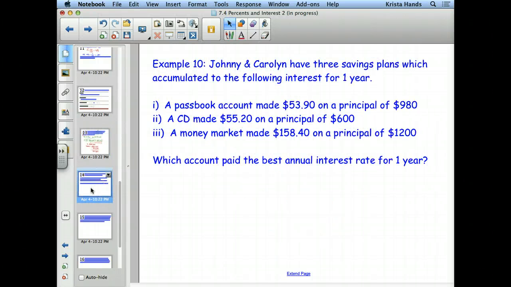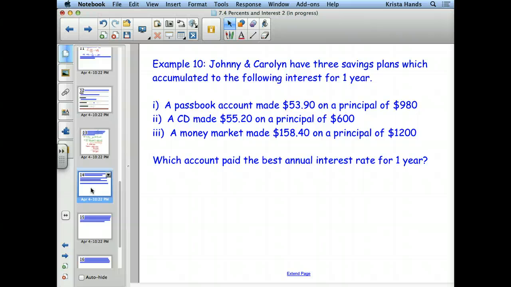Okay. Second question. Johnny and Carolyn have 3 savings plans which accumulate to the following interest for 1 year. They have a passbook account that made $53.90 on a principal of $980. They have a CD that made $55.20 on a principal of $600. And they have a money market that made $158.40 on a principal of $1,200. Which account paid the best annual interest for 1 year?